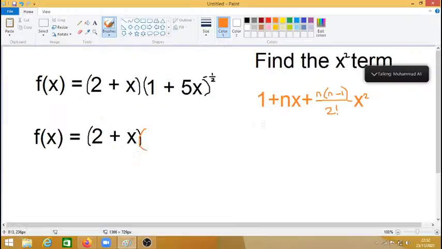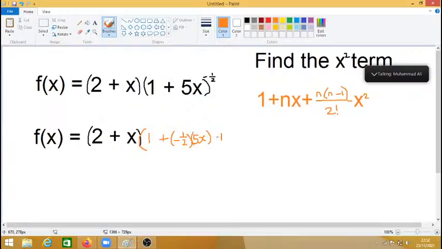So let's use the formula in orange. We've got 1 to begin with, which is easy enough, plus, and then we've got n times x. n is minus a half. Your x is this whole thing, which is 5x. So it's minus a half times 5x. I'll just put that in brackets as well.